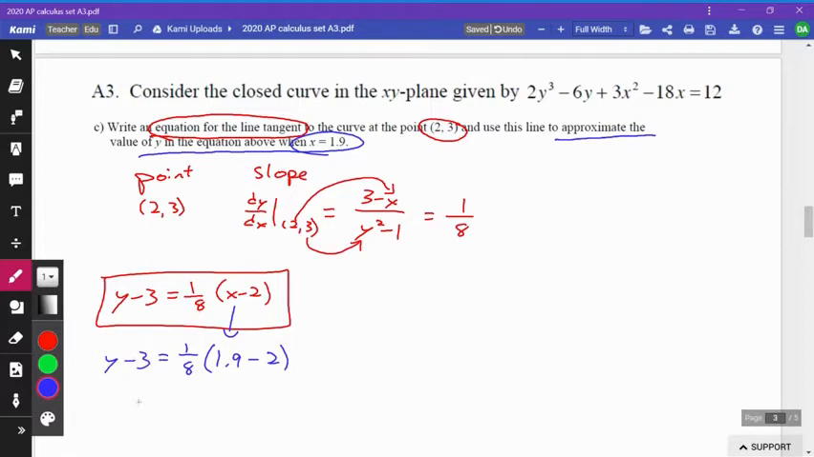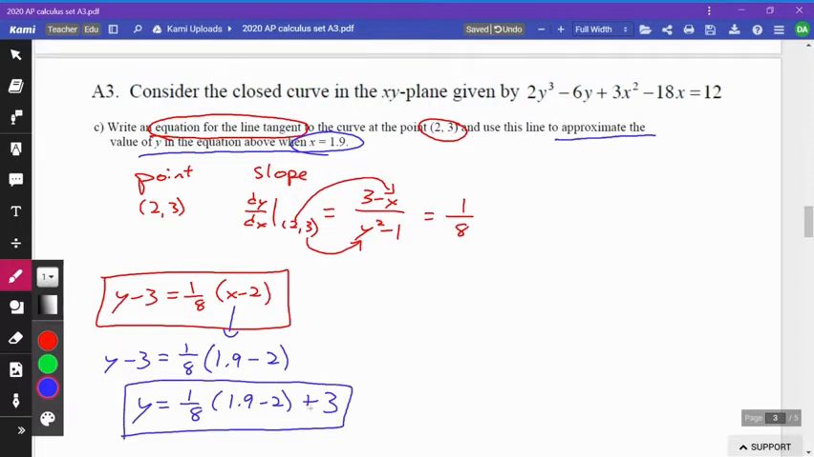Typically, I could leave my answer like this for the AP, and I believe I can do that this year as well, because I solved for y, and that is going to be my value. You will have a calculator, so you could also plug this in and give a more exact answer instead of leaving it like this.